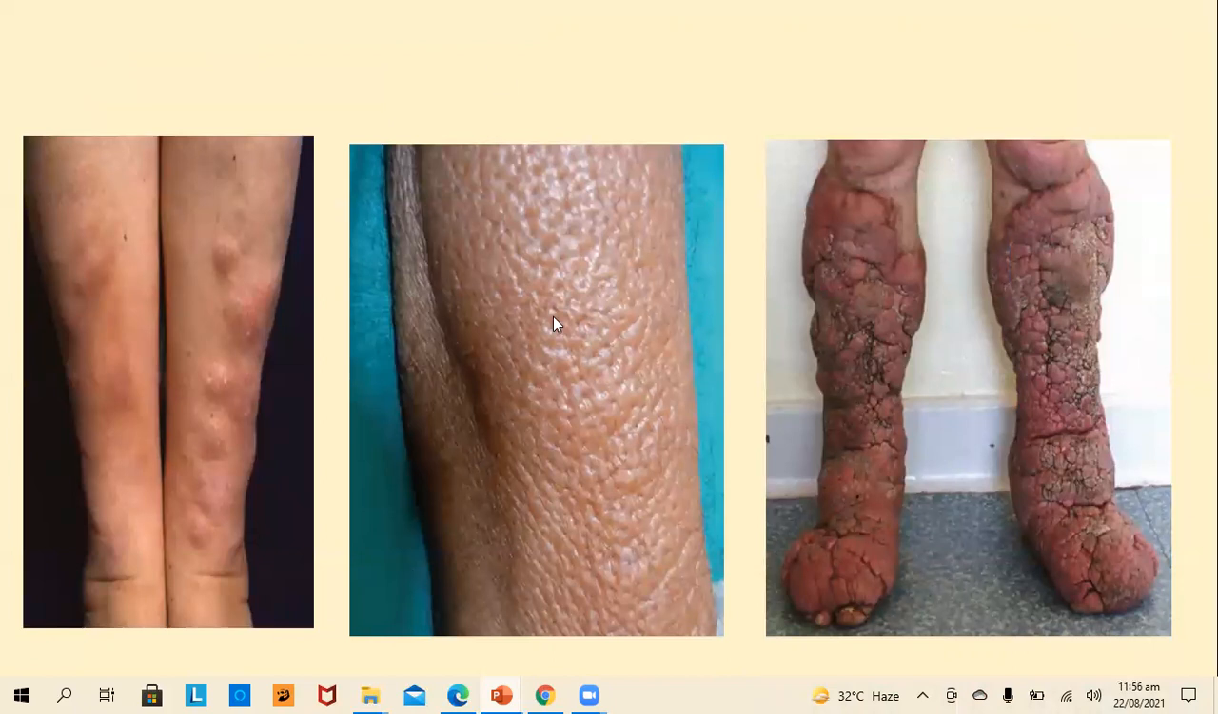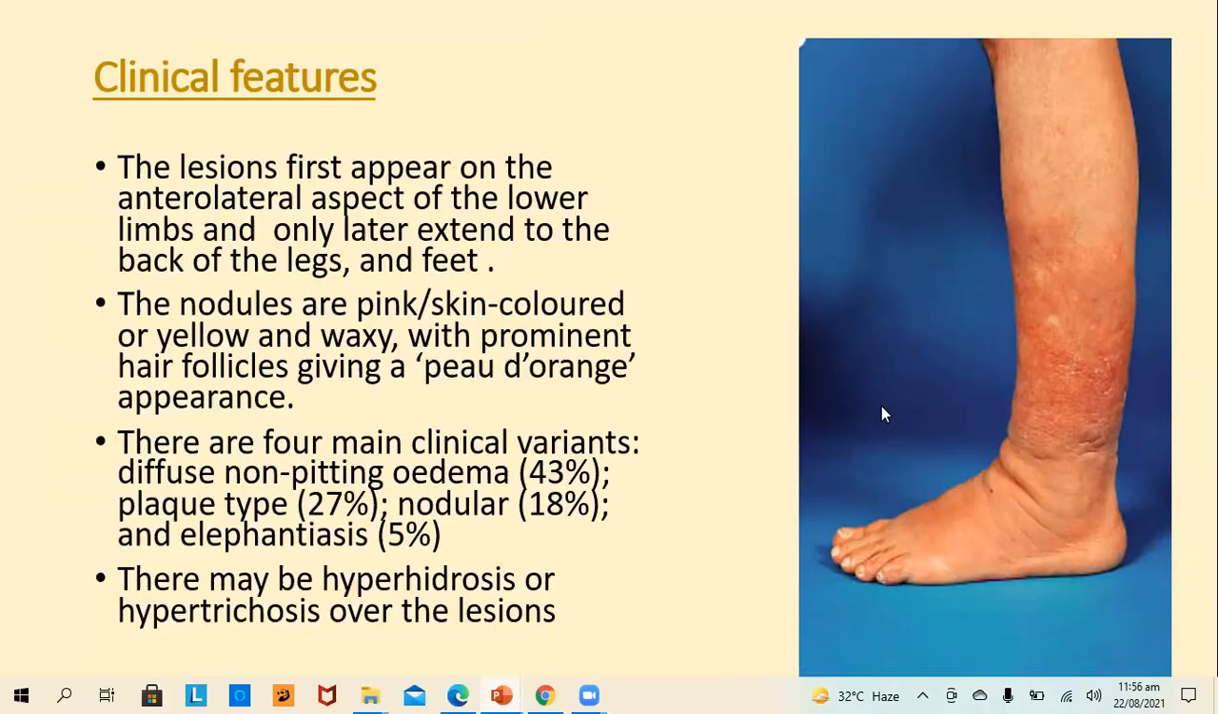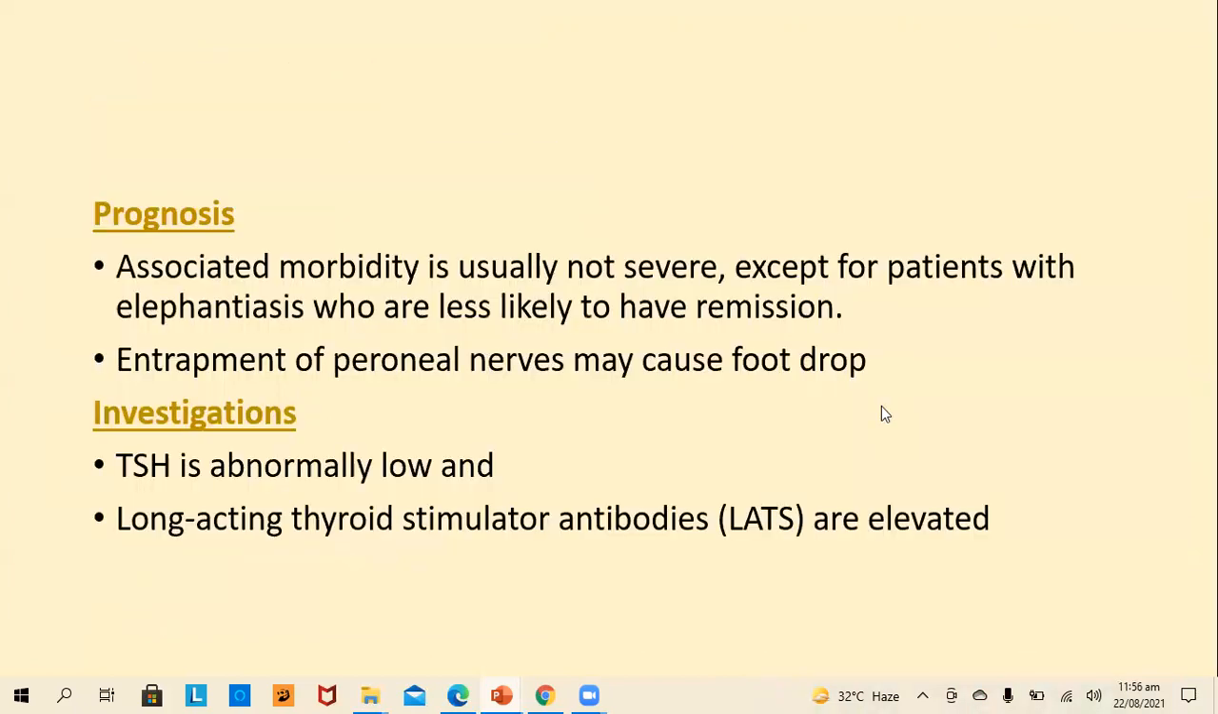These are the nodular eruption. This is the pudgy orange appearance, and this is the elephantiasis. Association with morbidity is usually not severe, except for patients with elephantiasis who are less likely to have remission. The entrapment of peroneal nerve may cause foot drop. Investigations: thyroid stimulating hormone is abnormally low, and long acting thyroid stimulator antibodies are elevated.